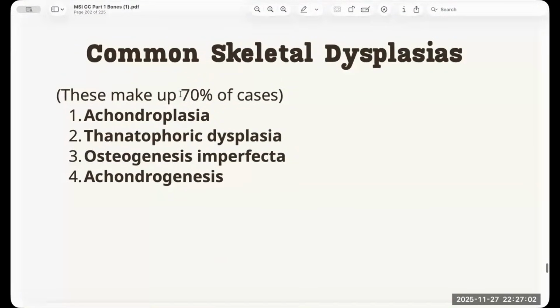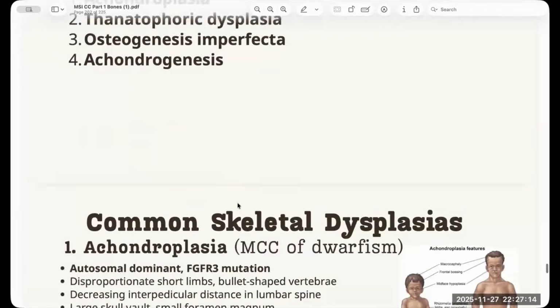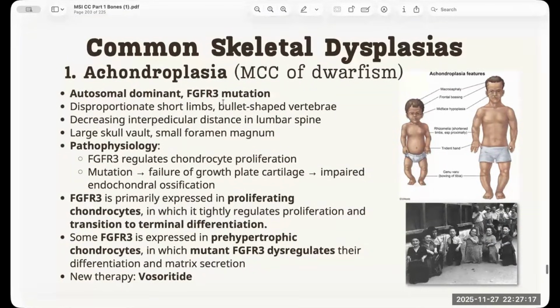The common skeletal dysplasias make up 70% of the cases. So we have achondroplasia, thanatophoric dysplasia, osteogenesis imperfecta, achondrogenesis. The first one, achondroplasia. We did not cover this before. So it's basically an autosomal dominant disease or syndrome with an FGFR3 mutation, and it shows disproportionate short limbs with bullet-shaped vertebra, okay, on imaging. It has a large skull vault and small foramen magnum. This all shows in this picture here. Okay.